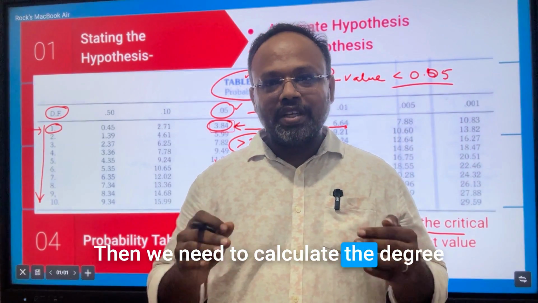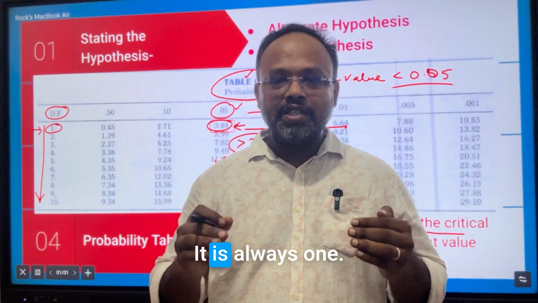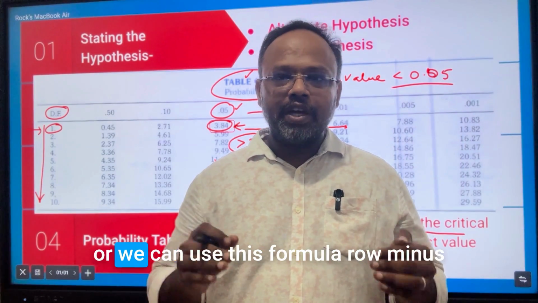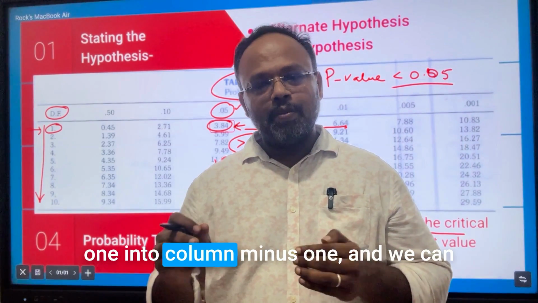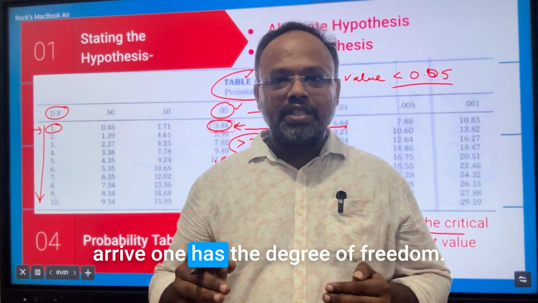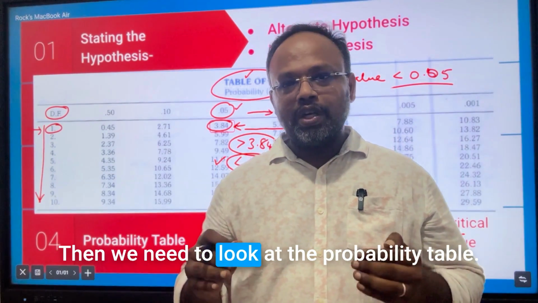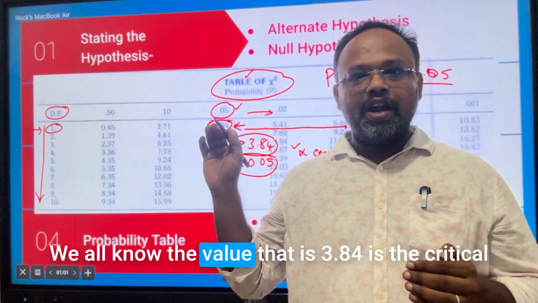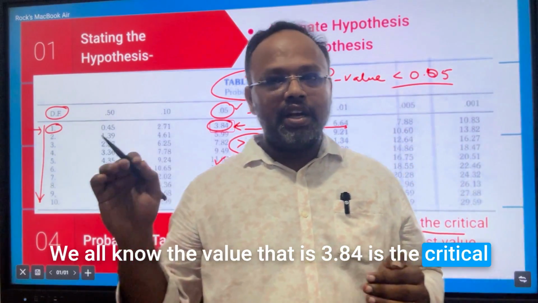Then we need to calculate the degree of freedom. For 2 by 2 table, it is always 1. We can write straight away like that, or we can use this formula row minus 1 into column minus 1, and we can arrive 1 as the degree of freedom. Then we need to look at the probability table. That is this table. We all know the value, that is 3.84 is the critical value.